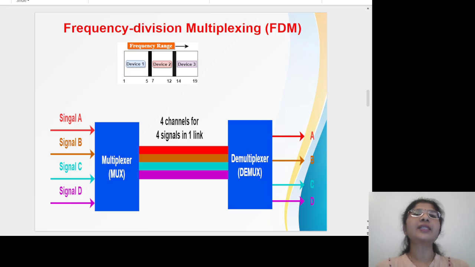This is frequency division multiplexing. As this diagram shows, the signals are divided into a number of signals. We call this division of signals into channels. That means the signals are divided into different channels. These channels are combined into a single line, passed from multiplexer to demultiplexer, and at the demultiplexer end, these channels are again divided into different signals.